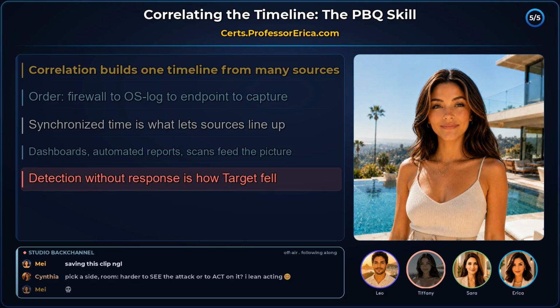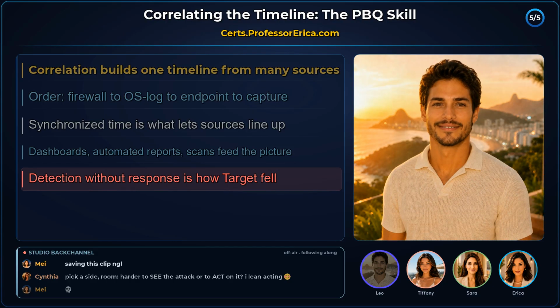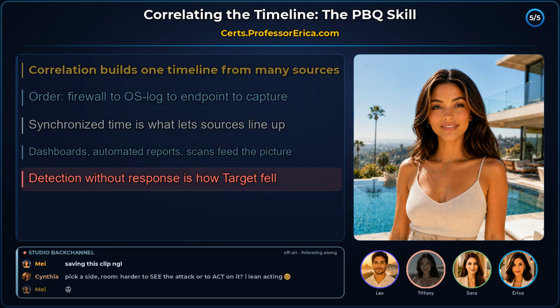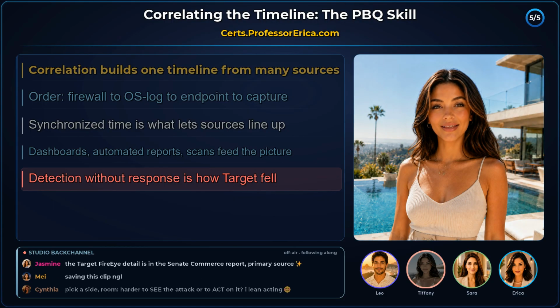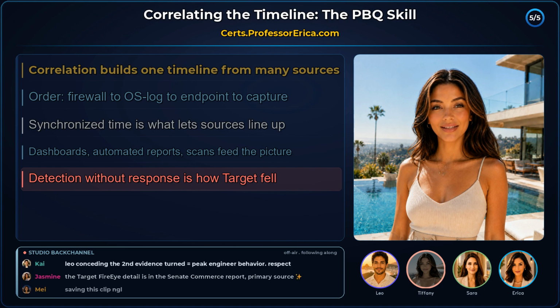I hear you, but you are only half right here. Go on, make the case, because I do not think I am. Look at Target. The detection worked. FireEye flagged the malware twice and even named the staging servers. The alert traveled from Bangalore to Minneapolis. A human looked at it and chose to do nothing. 40 million cards. And the log was not the failure.